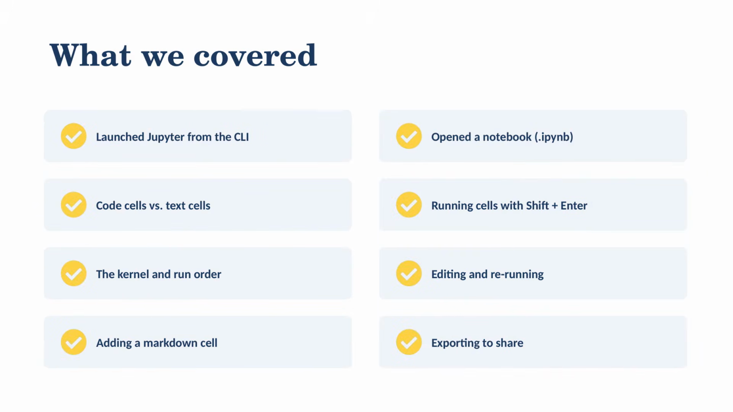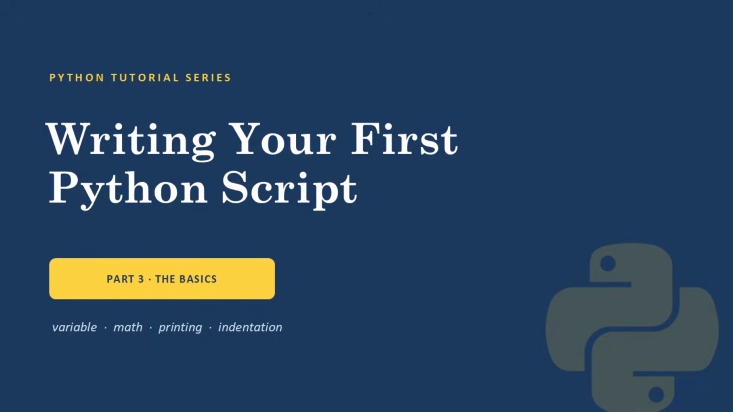So let's do a recap of what we looked at today. We launched Jupyter from the command line, opened a notebook, saw how code cells and text cells differ, ran cells and watched output appear in line, restarted the kernel to run everything cleanly, edited a cell and reran it, added our own text cell, and exported the whole thing to share. In the next video, we will finally start writing Python ourselves. We'll start with variables, the different types of data that you'll work with, and the pieces these programs have been quietly using all along.